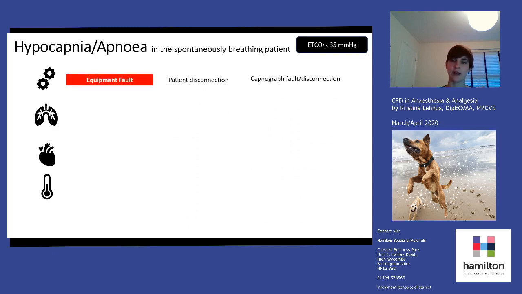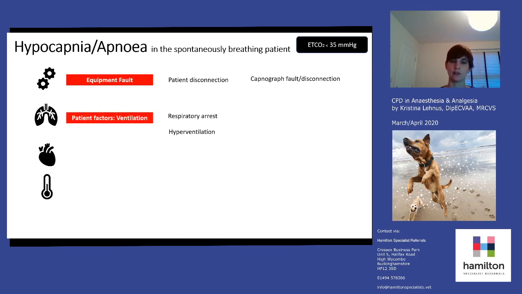Hypocapnia I've lumped together with apnea, which of course are not the same thing, but I've considered them both in the same section because they often have similar reasons, causes. So equipment failure, once again, not to be forgotten. Patient disconnection and capnograph disconnection are probably some of the most common reasons for having perceived apnea on the capnogram. So the animal is actually breathing fine, but we're just not picking it up.